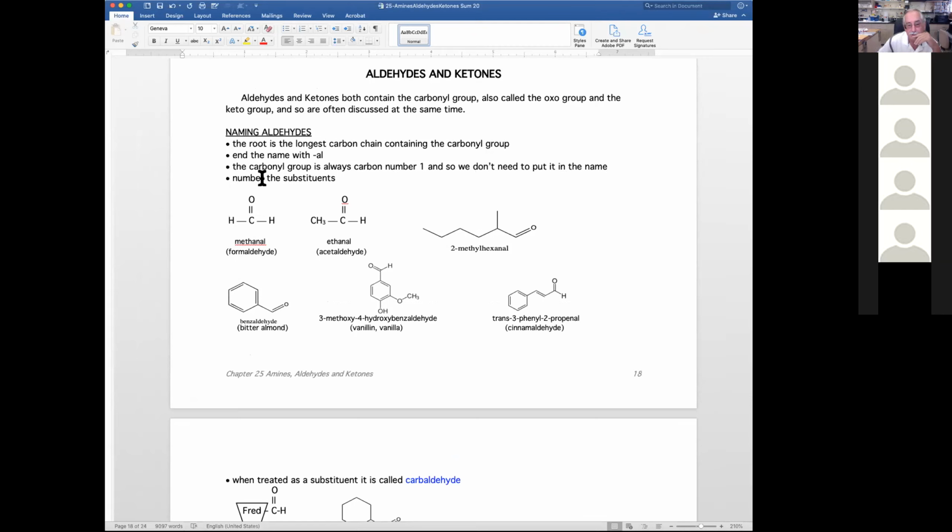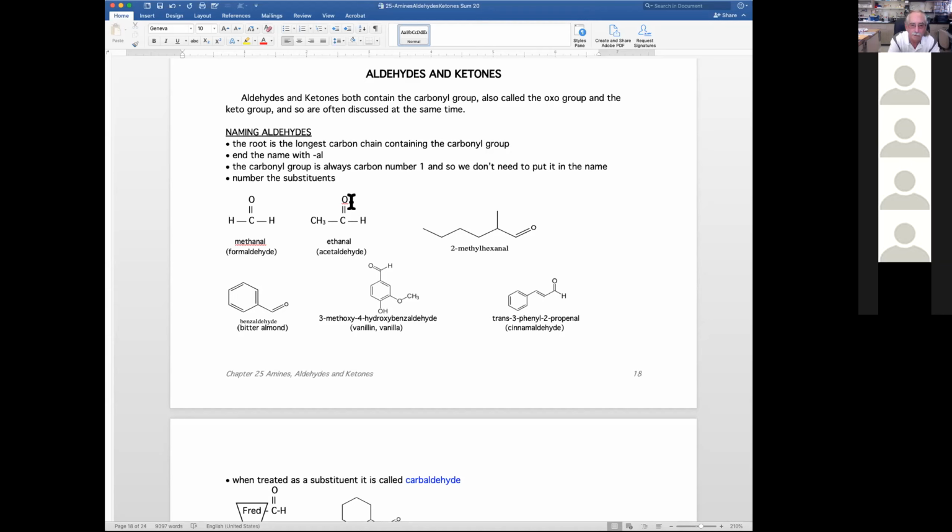So aldehydes have a hydrogen on that carbon right there. So this is the smallest aldehyde you can get. Here's the next smallest aldehyde you can get. So the aldehyde has the carbonyl group, and there's a hydrogen bonded to that carbon. So keep in mind that this carbon to hydrogen bond is nonpolar, even though the carbon to oxygen bond is polar.